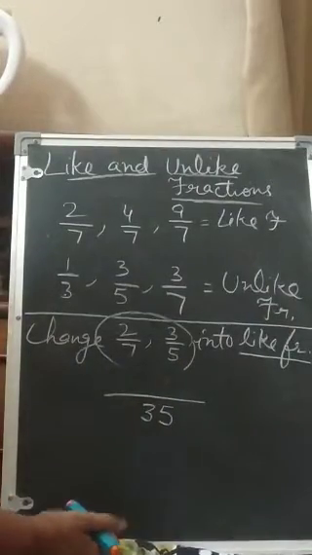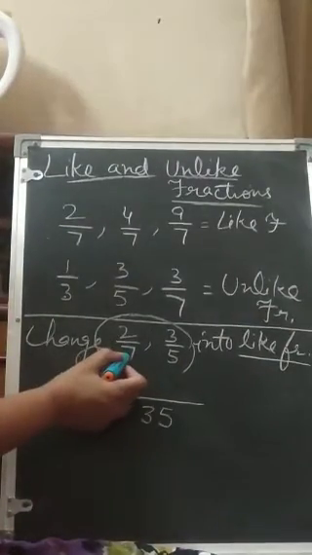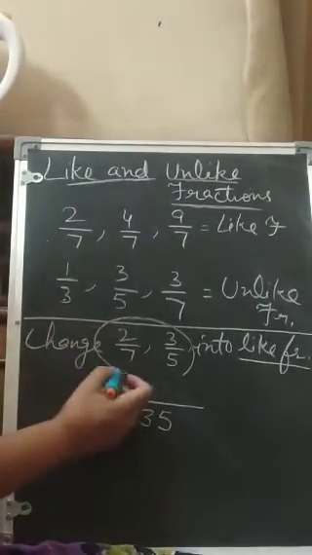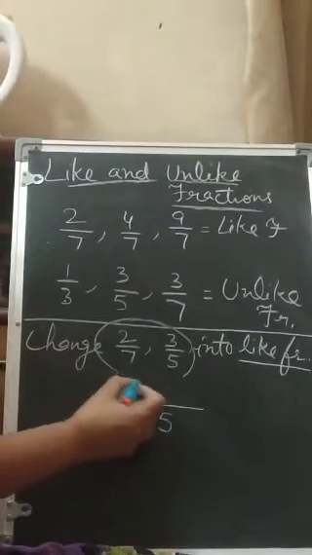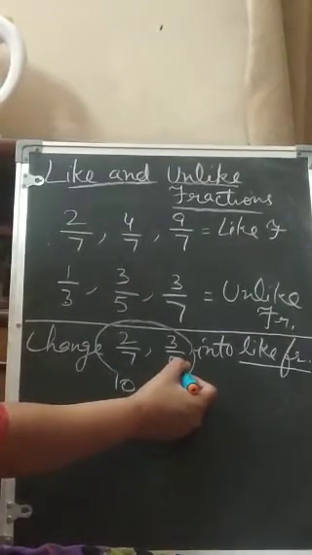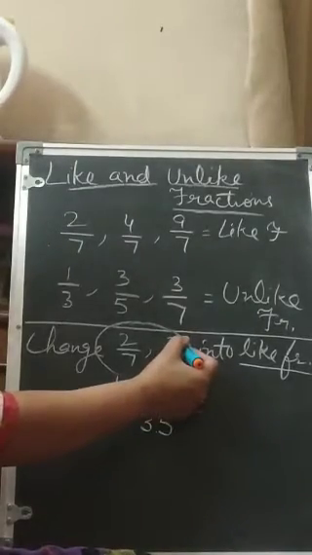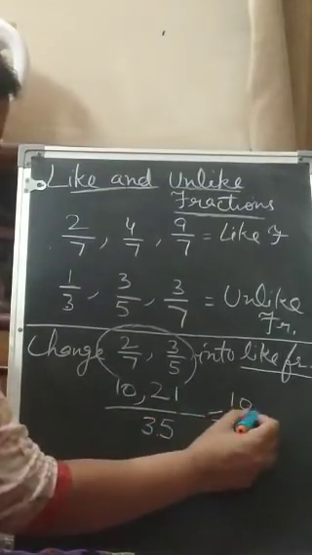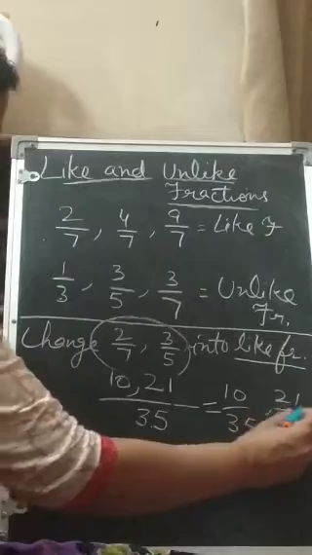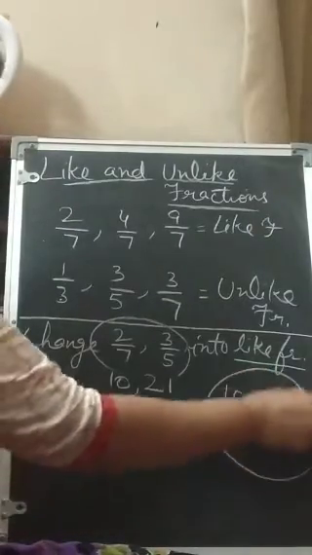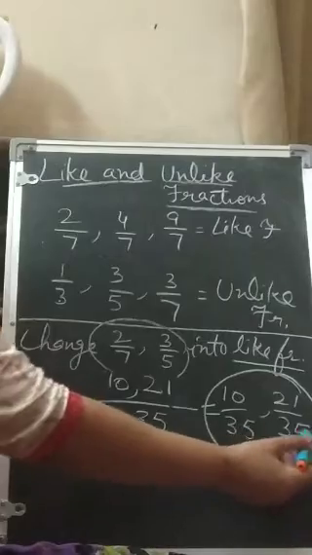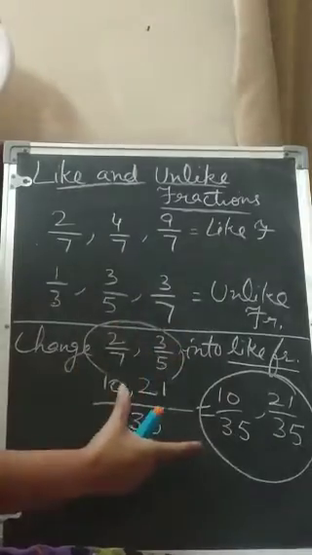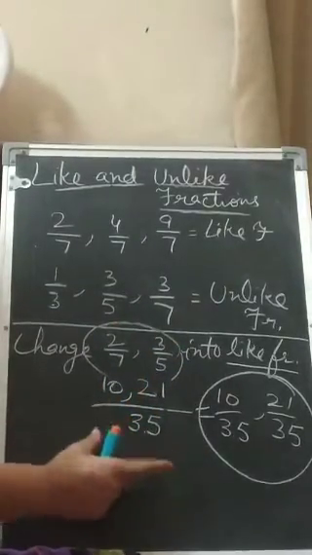Now further what will we do? This LCM divided by 7. So what will we get? 5. 5 2s are 10. So I will write here 10. 35 divided by 5, what will you get? 7. And 7 multiplied by 3 is 21. So what have we got? 10 over 35 and 21 over 35. This is our answer, because here we are getting the same denominator and we have changed them into like fractions. So if this type of sum comes in the exam, you can go with any method.